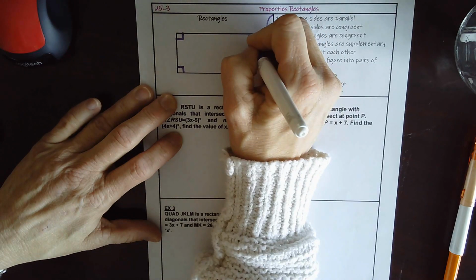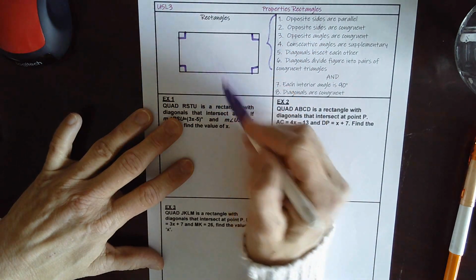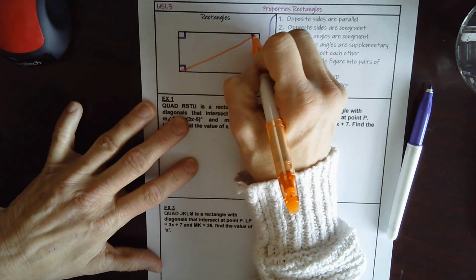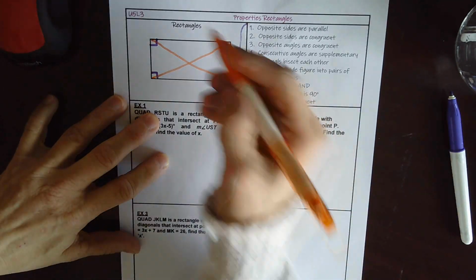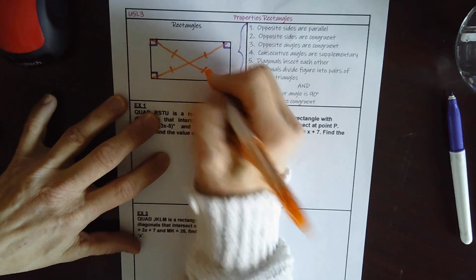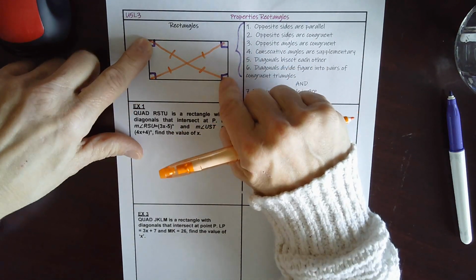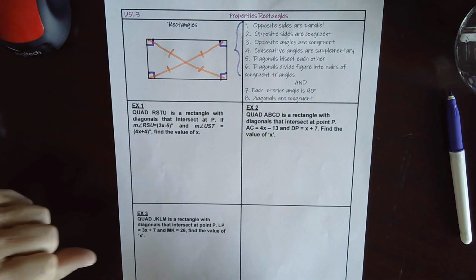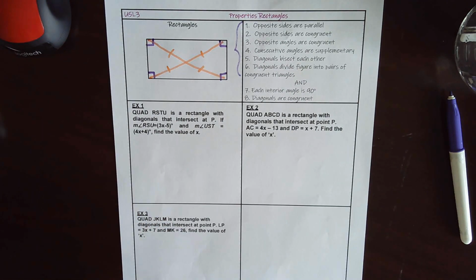With a rectangle, each angle is 90 degrees, and we know that the diagonals, if I can draw them fairly well, oh, that's so sad. The diagonals are all congruent as well. So this length and this length are congruent, and therefore each of these smaller segments are congruent.